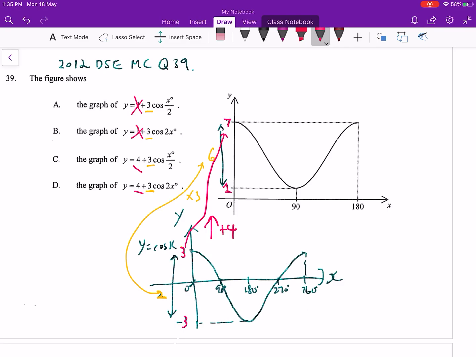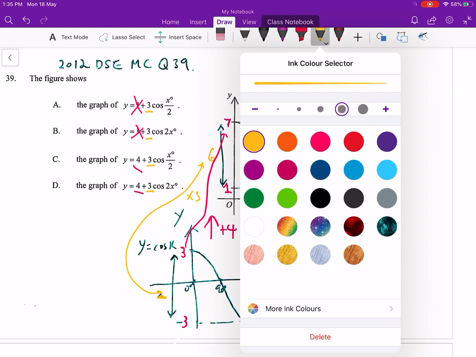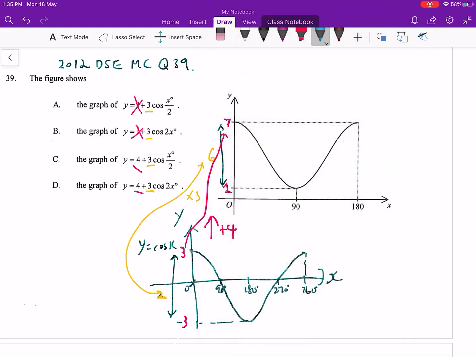The last thing we can take a look at is the period. The period is the degree it takes for the graph to repeat itself. Here it is 360 degree, the period of the cosine function. But now for the whole function to complete one cycle, it is 180 degree, which is half of 360.